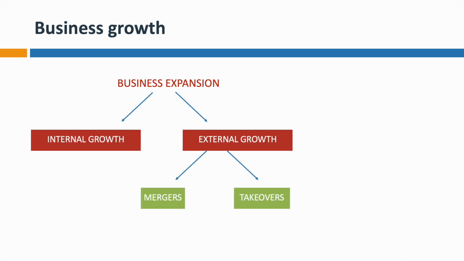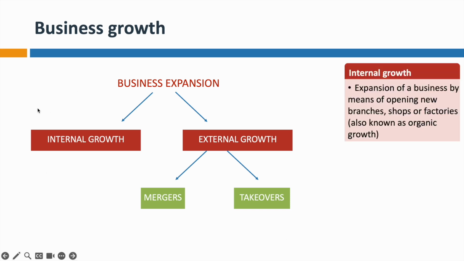Now, there are different ways how we can grow. We can either grow internally, which basically means that we're expanding organically. As it happens, we're opening new branches, new shops, new factories. And so one by one, we're growing. Very often referred to as organic growth.